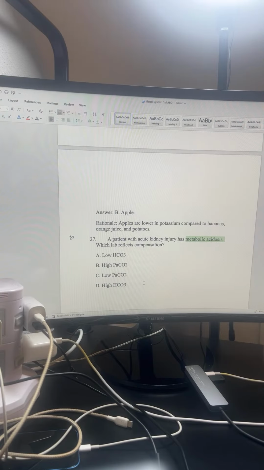Let's see, D, high bicarb, B, D. All right, and I see C, and this person laughing, or J laughing.